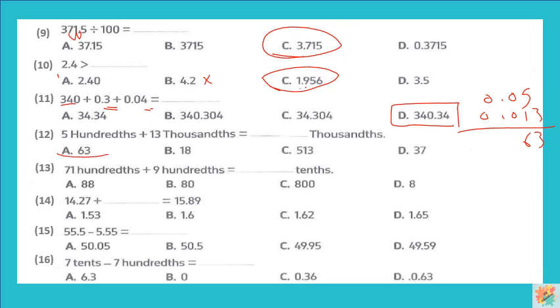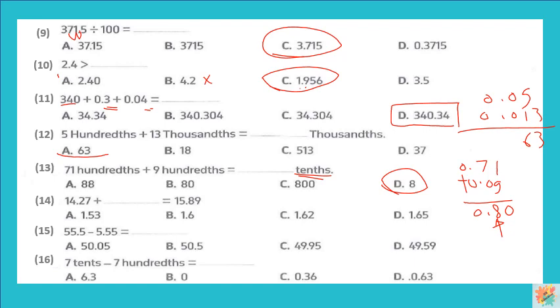Question number 13: 71 hundredths plus 9 hundredths equals what? So 71 plus 9 will be 80. So the answer will be 80 hundredths. So how many tenths? Which number in tenths? It's 8. So it's 8 tenths. Okay.